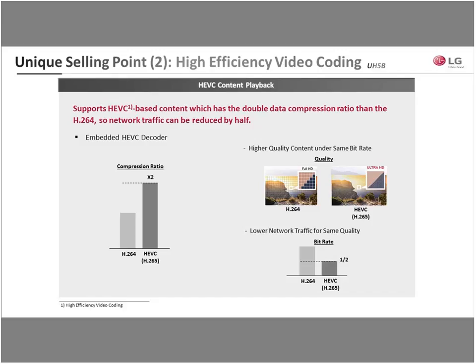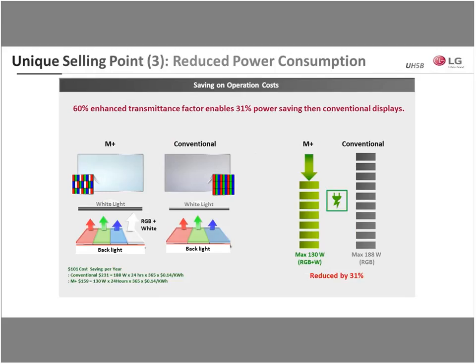But moving right on to our next unique selling point, it having this HEVC, which is high efficiency video coding. So what that is all about is compressing the actual data, making sure that you can have more data traffic coming through, but compressing it while at the same time still giving you that high Ultra HD quality. And that's what you're able to do here with it having the HEVC coding. All right, moving right along here. Now, as far as the power consumption, that's the great thing with this being an M+ panel.